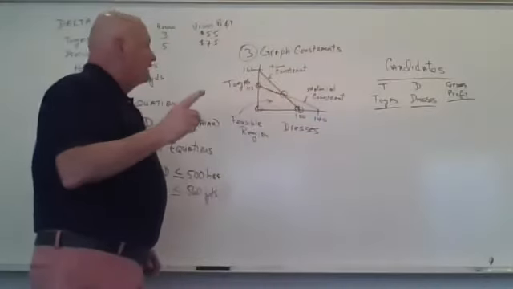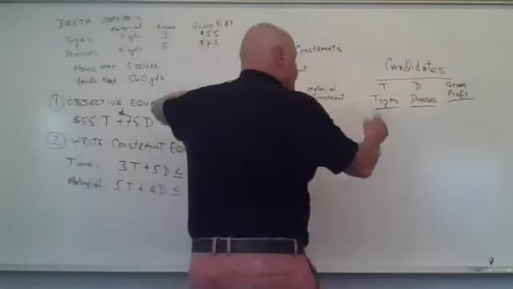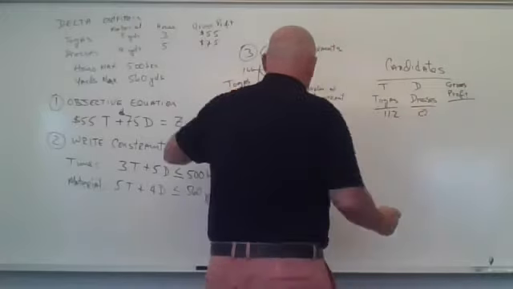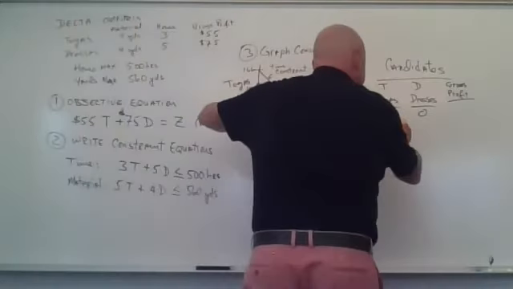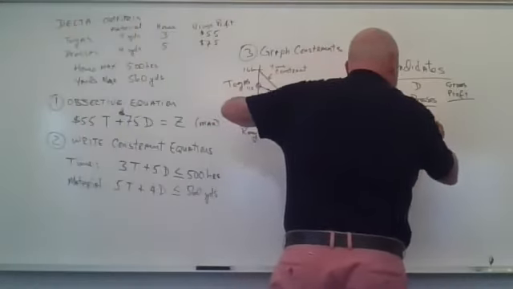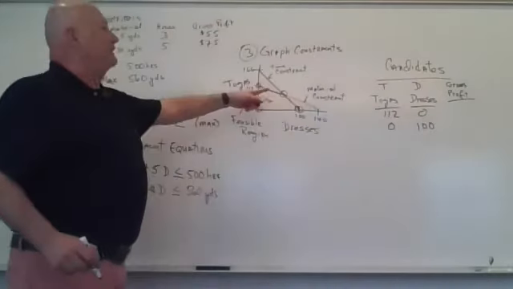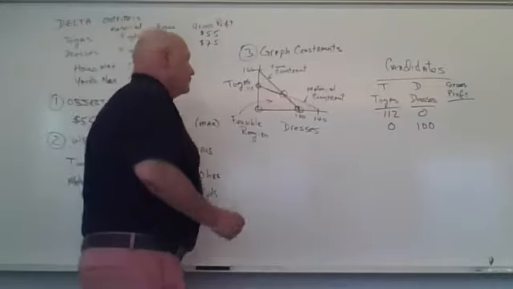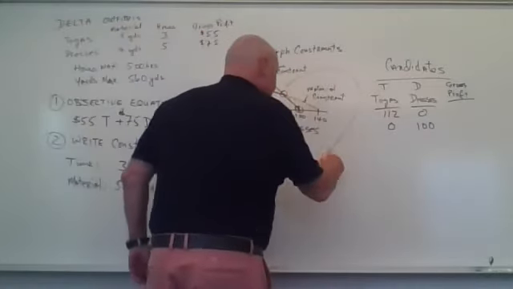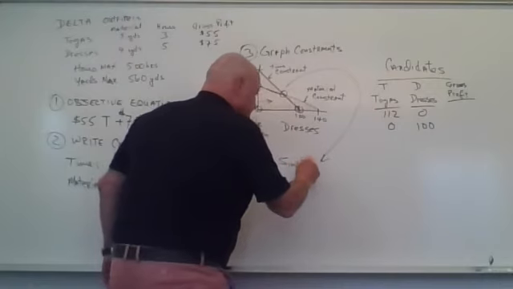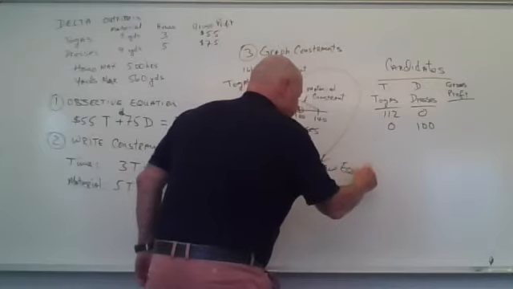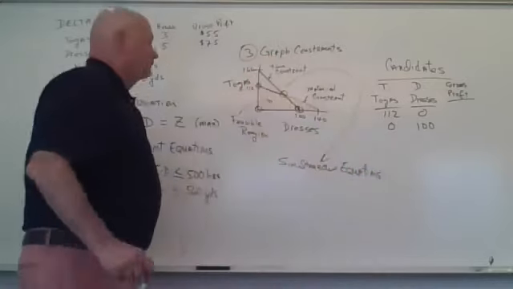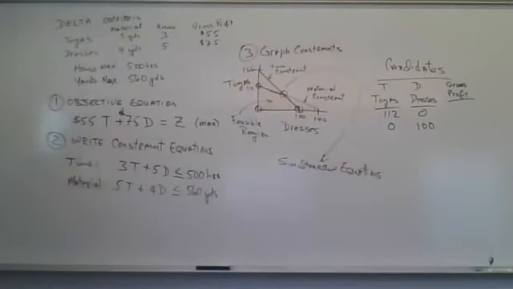So as I was saying, one candidate to test is over here, 112 togas and 0 dresses. This point is 0 togas and 100 dresses. Now we need to get this point. To get this point, we're going to use a technique called simultaneous equations. Okay, and for simultaneous equations, we're going to start with our 2 constraint equations.